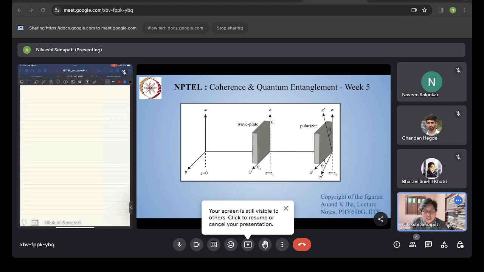There can be a situation where the x direction vibration and the y direction vibration, which make up the total electric field, can be perfectly correlated, which we say is a perfectly coherent field in the polarization degree of freedom. It can be partially coherent also, and incoherent also. Let me write that. We can write the electric field as a vector field now.